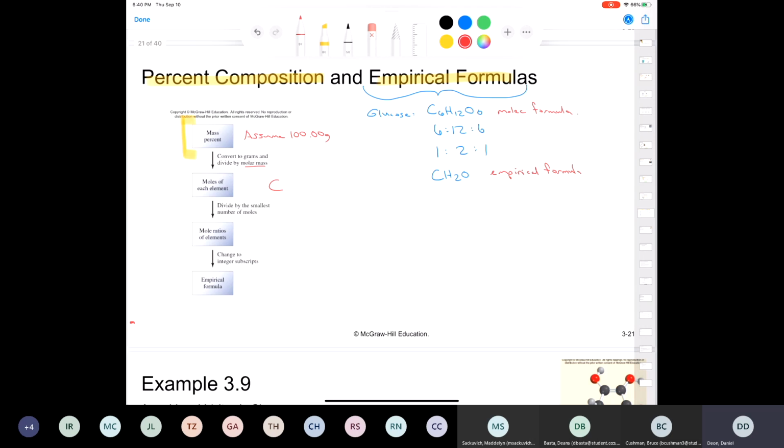So now you would have a ratio of the number of moles. Let's say you had glucose, you'd have CxHyOz. You would have these numbers, but they wouldn't necessarily be 1 to 2 to 1 or 6 to 12 to 6. They would be some kind of fraction, and then you would divide each one of them by the smallest number of moles, and then you have to manipulate those to change to integers. What's an integer? It's a whole number, 1, 2, 3, 4.